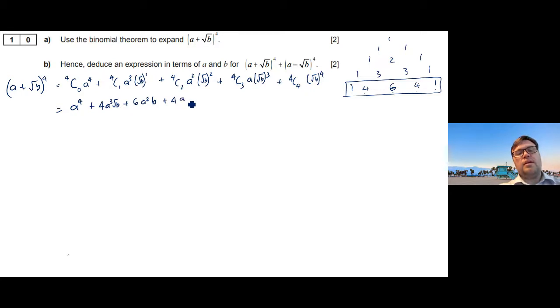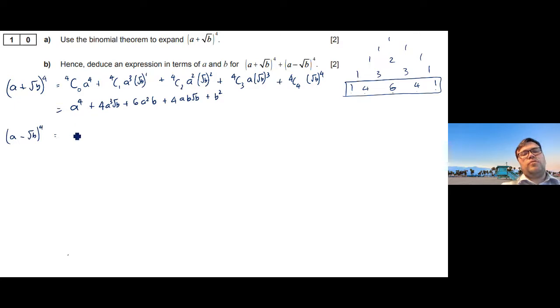4a, and that's going to be b root b plus b squared. There's your 2 marks. 1, 2, 3, 4, 5 terms. So whatever the power of n is, n plus 1 is the number of terms you're going to have. Now, if you notice, everything is going to be exactly the same, except you're going to have minus signs for the second one. So you will have a minus root b to the power of 4.